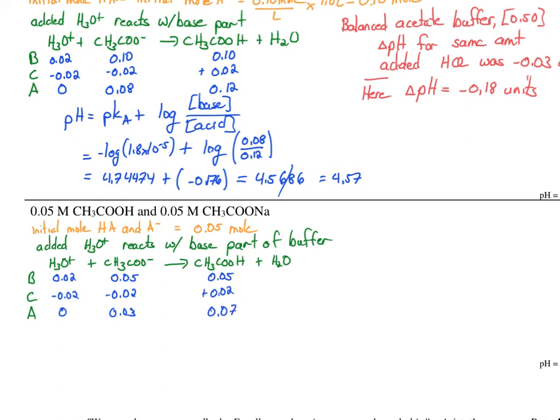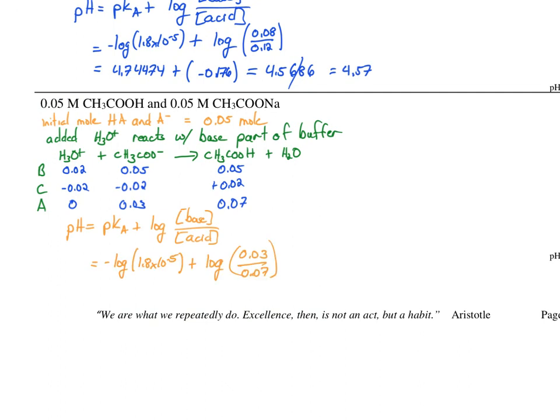0.03 and 0.07. And we can plug these values into the Henderson-Hasselbalch equation. And when we chunk out these values, we will see that there is a much larger change in pH. We have a pH after adding the H3O+ of 4.38.